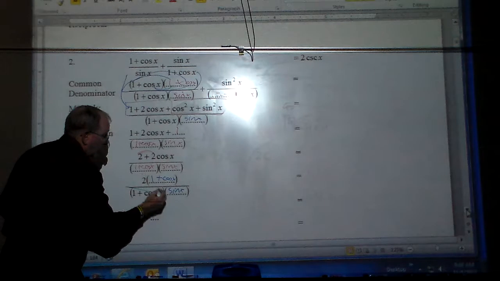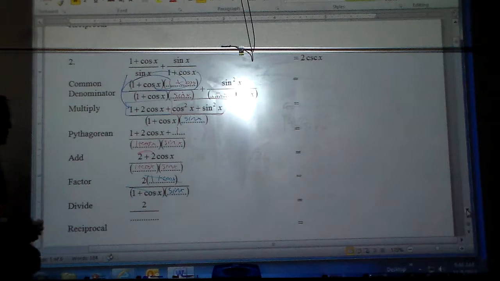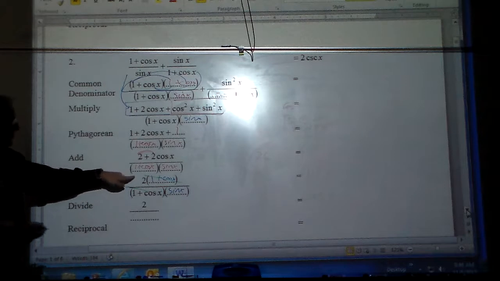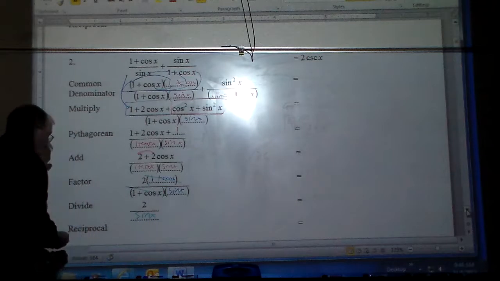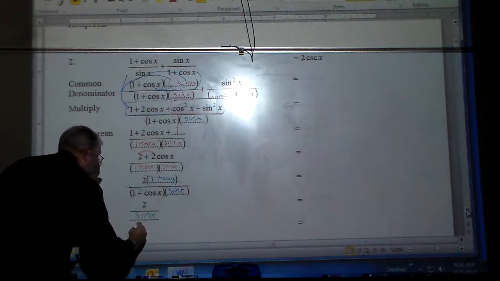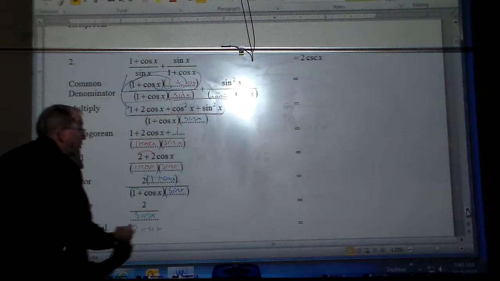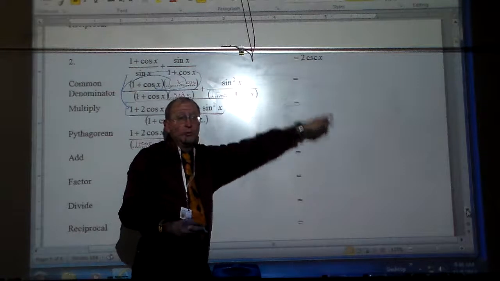Guess what I can do now? I can cancel out what? 1 plus what? Cosine x's, leaving me 2 over what? And 2 over sine x will equal 2 cosecant x, which is what I was trying to prove.